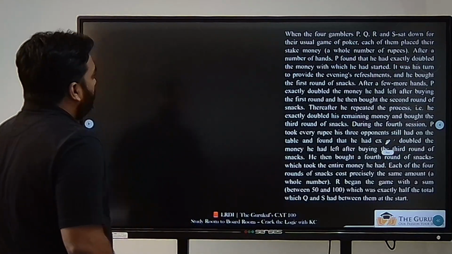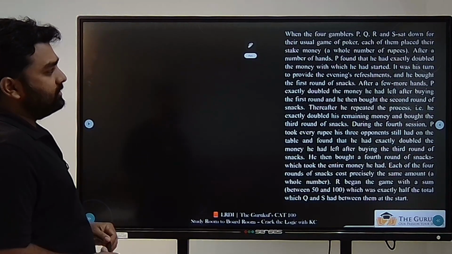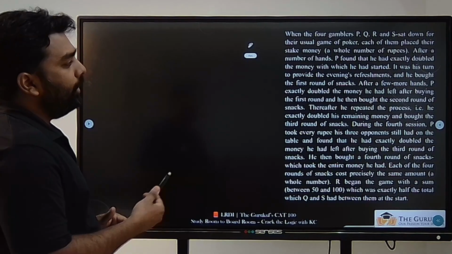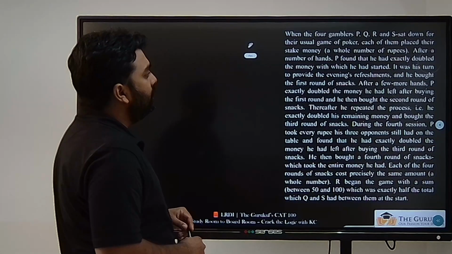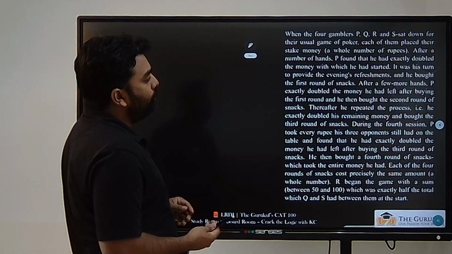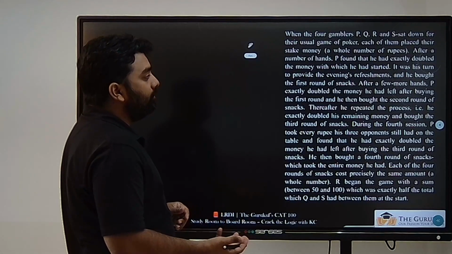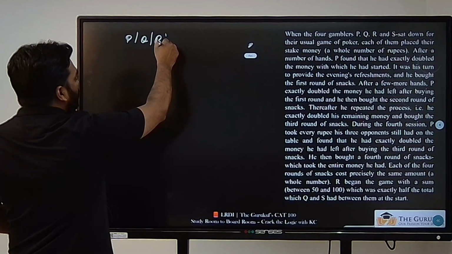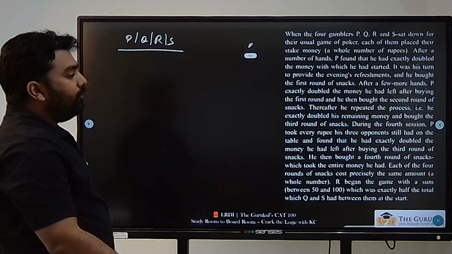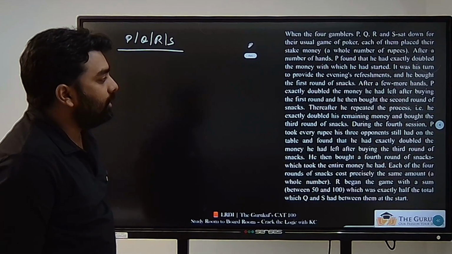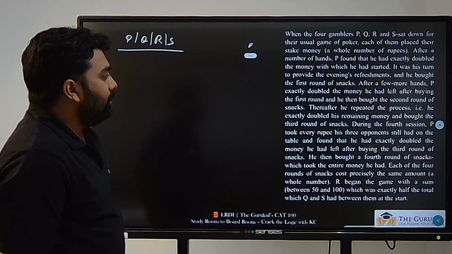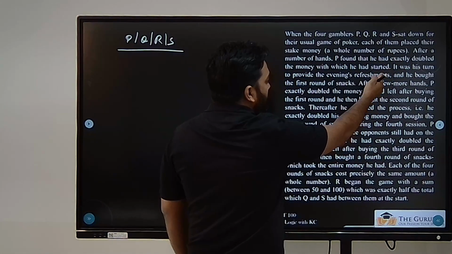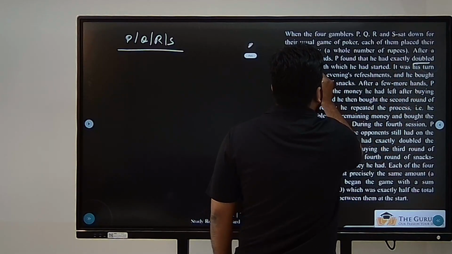He is talking about four gamblers P, Q, R, S who sat down for their usual game of poker. Each of them placed their stake of money, a whole number of rupees, which means it is not in decimals. After a number of hands, P found that he had exactly doubled the money with which he started. So let us say P started with P rupees, Q started with Q rupees, R rupees, and S rupees. After certain rounds, P exactly doubled the money he had.